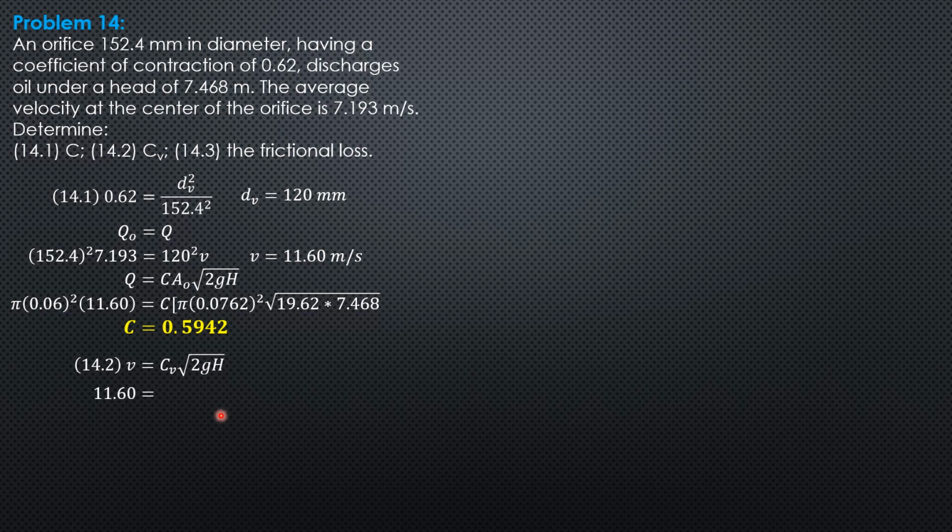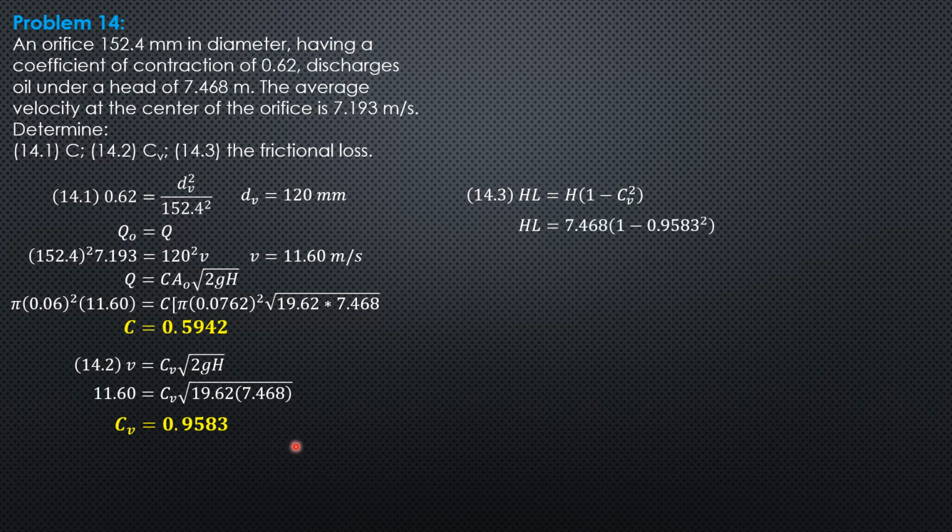The next is the actual velocity, which is C sub V times the square root of 2g times h. So 11.6 equals C sub V times the square root of 19.62 times 7.468. So we can also compute C sub V. Then finally, the head loss, or frictional loss, is head times quantity 1 minus C sub V squared. So the head loss is 7.468 times 1 minus 0.9583 squared. So the head loss is 0.6098 meter. So that's it for this problem.